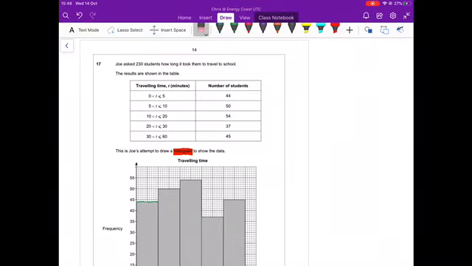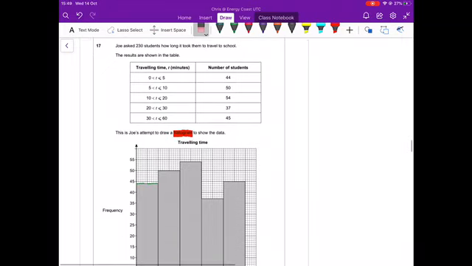Let's have a look at this histogram question. Okay, so Joe asked 230 students how long it took them to travel to school, and it's got the table here. So 44 people took between 0 and 5 minutes, for instance, okay?